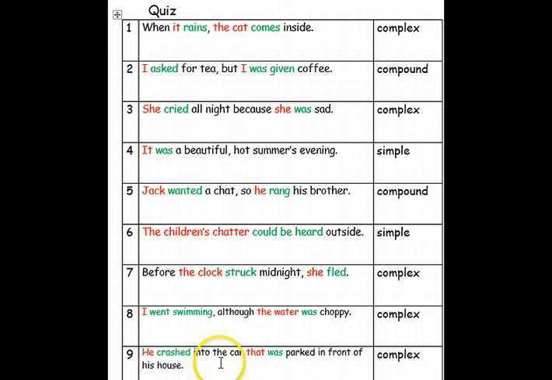Lastly, he crashed into the car, so he is the subject, crashed is the verb. That was parked in front of the house. That is a relative pronoun talking about the car. Was is your verb. So you've got a subject and verb, including a relative pronoun. Therefore, it's a complex sentence.